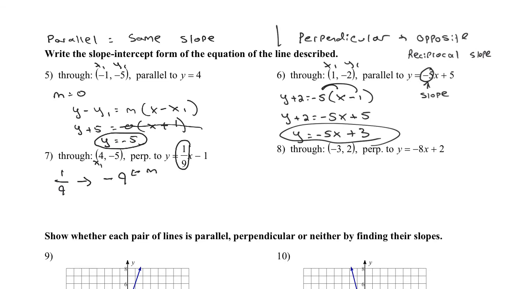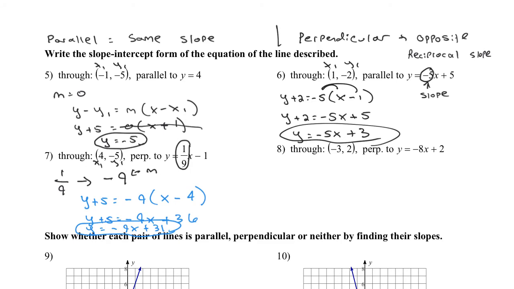And then I have this point x1, y1. So here my equation would be this: y plus 5 is equal to -9 times x minus 4. Okay, distribute, you get y plus 5 is equal to -9x plus 36, and then subtract 5 from both sides, and we end up with y is equal to -9x plus 31. So that would be our equation there.